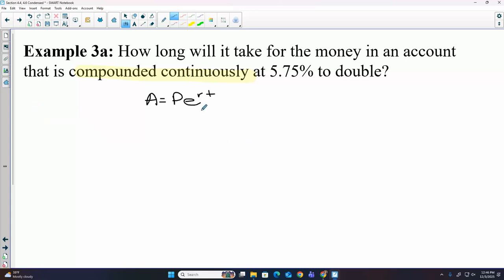We need to know what our variables are. The only thing I told you, 5.75%, so that would be the rate, but we always have to put it in decimal form, so 0.0575. I'm trying to find how long, so I'm looking for my time. I didn't give you the A and the P. I just said I wanted to double.